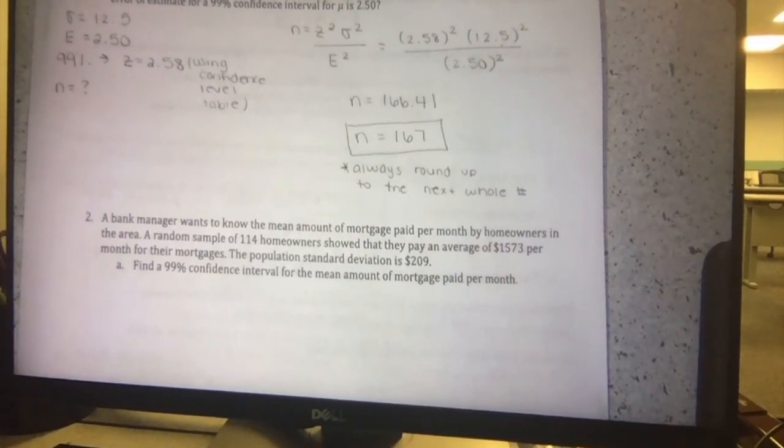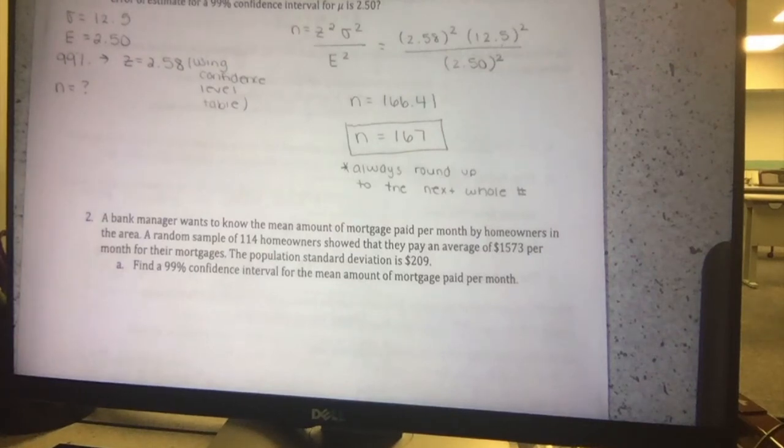If not, example number 2. A bank manager wants to know the mean amount of mortgage paid per month by homeowners in the area. A random sample of 114 homeowners showed they paid an average of $1,573 per month for their mortgages. The population standard deviation is 209. Part A says find the 99% confidence interval for the mean amount of mortgage paid per month.